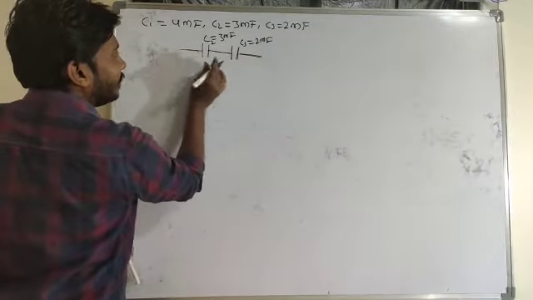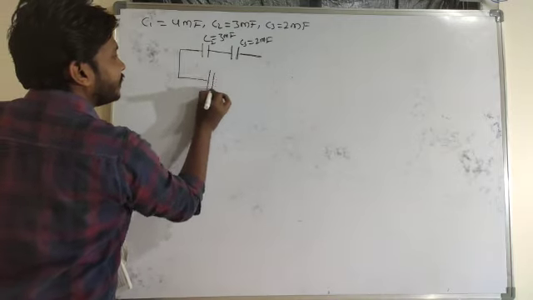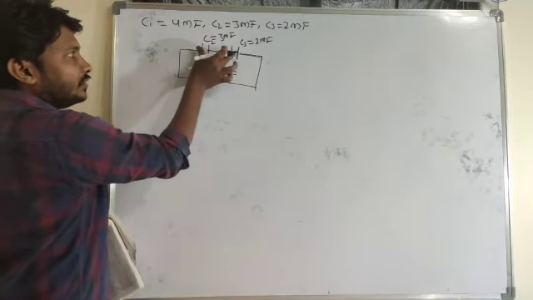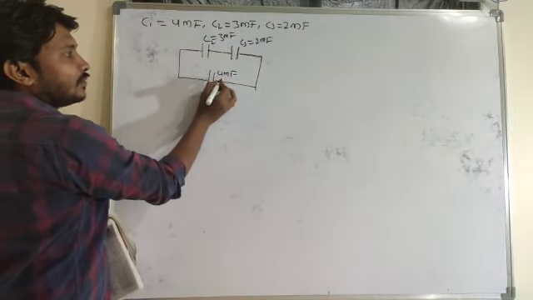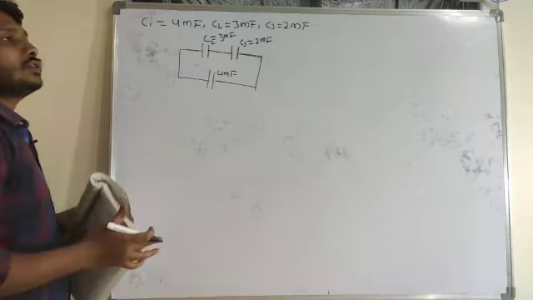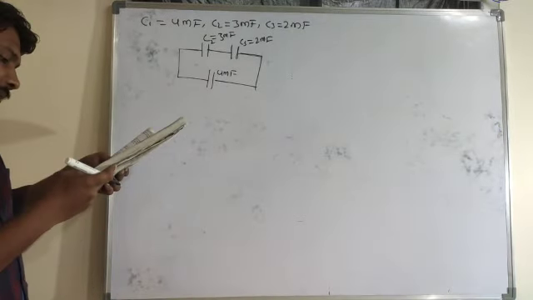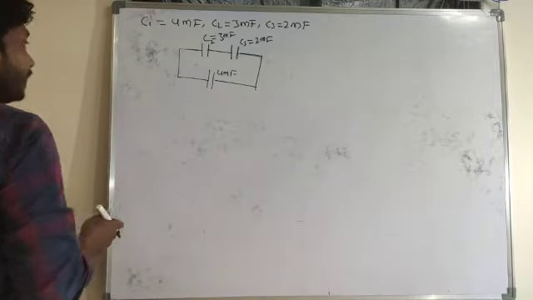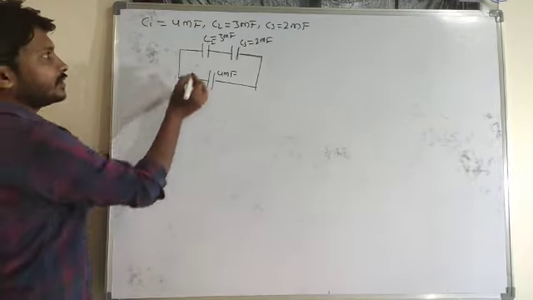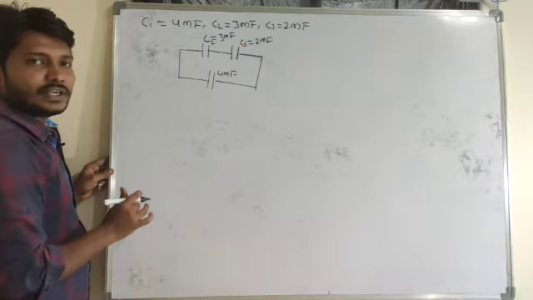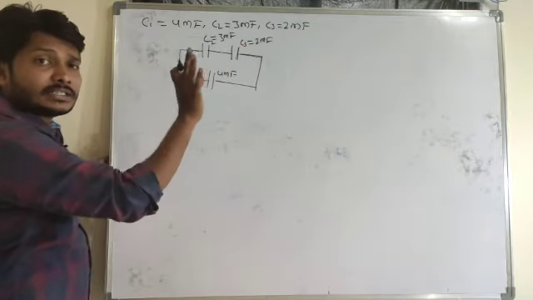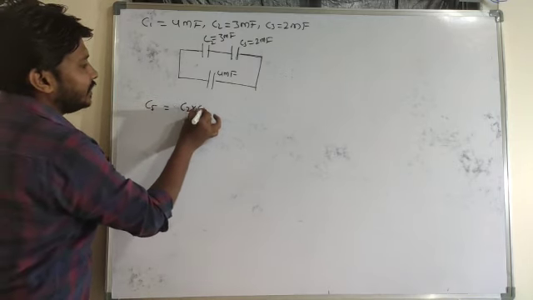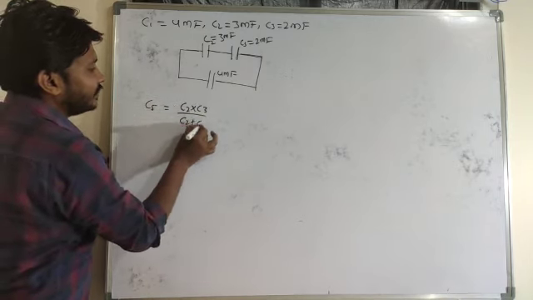So this is series combination. Next one is 4 millifarad here. This 4 millifarad is parallel to C2 and C3. The equivalent capacitance of the combination is what I would like to find, between these two points. What is the nature of combination between C2 and C3? End-to-end connection means it is series combination. So C of S is equal to C2 into C3 divided by C2 plus C3.